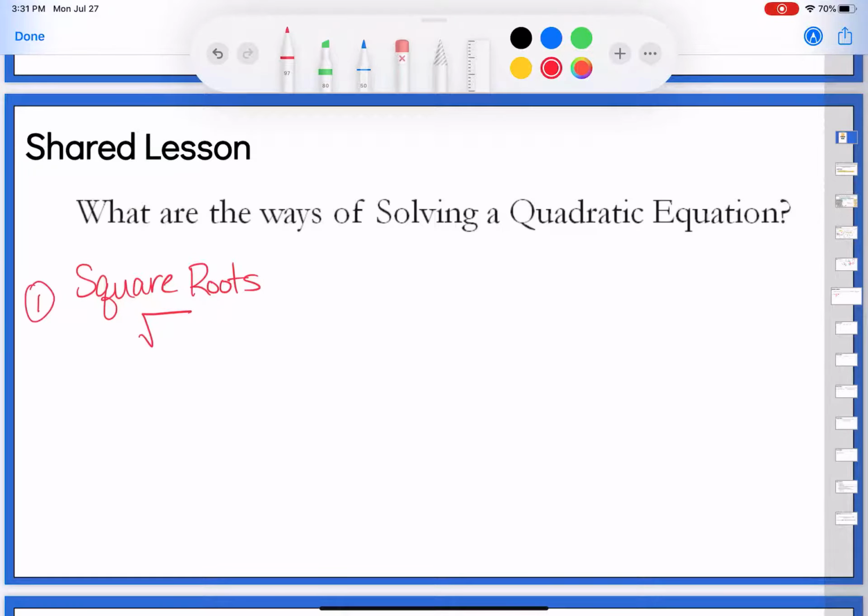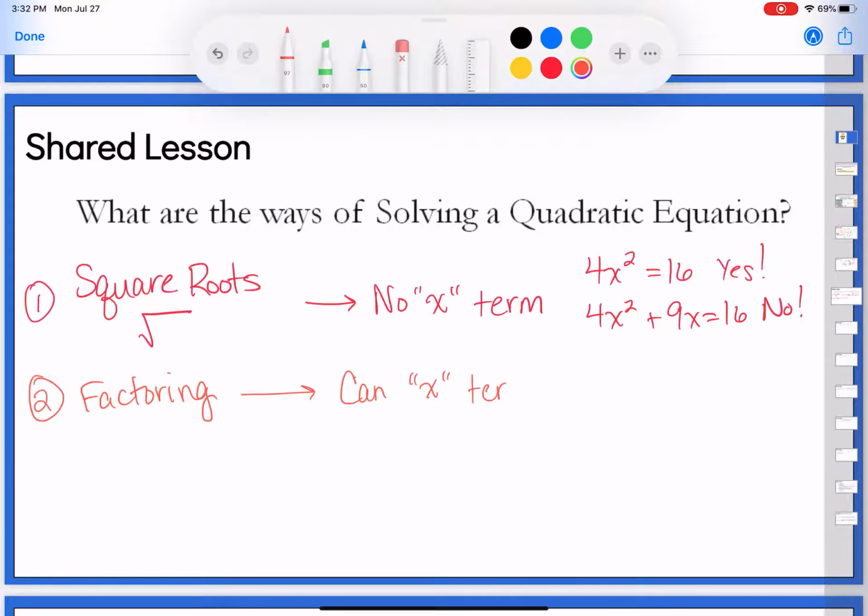After square roots, the next method we have is factoring. So this one works almost all the time. We can have an x term with this one, or you don't have to, right? It's up to you. You can always use those two term ones, like dots, but the square root might be easier in that case. So factoring, you can have the three terms, but it can't always be factored. Not everything can be factored.